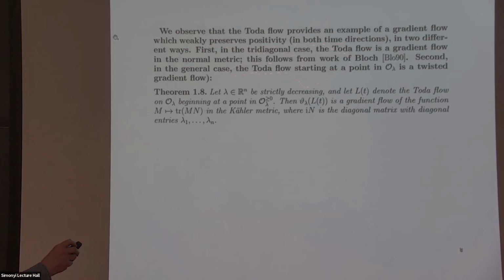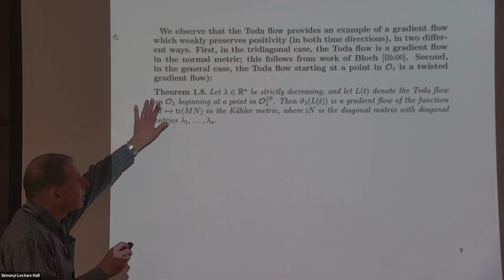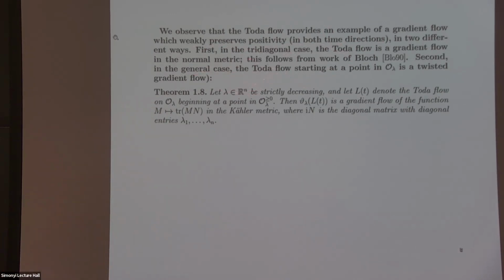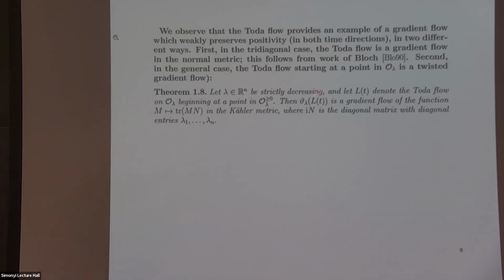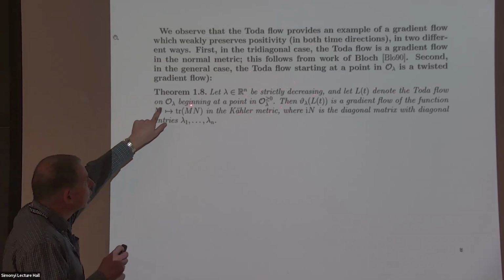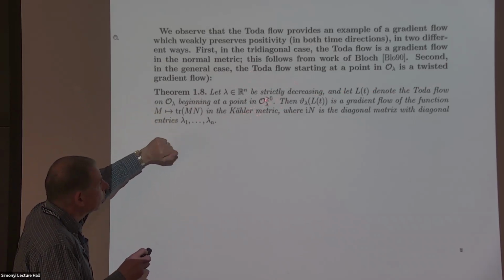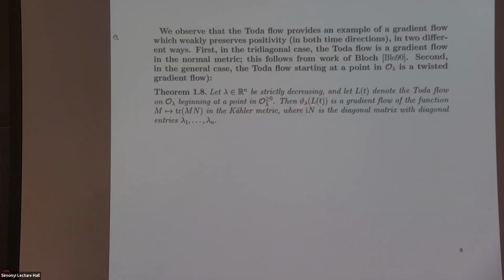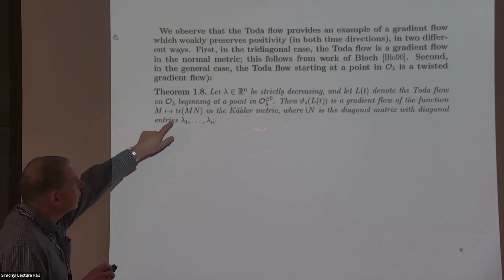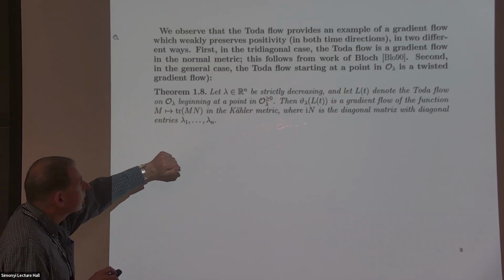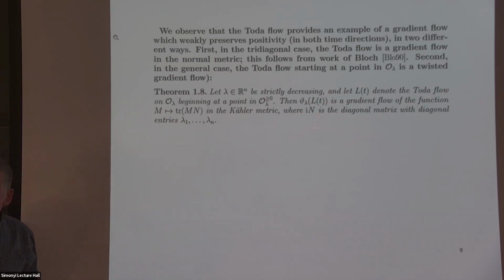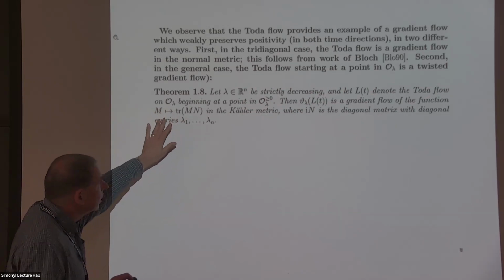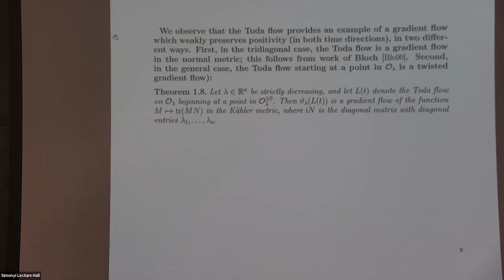So in the tridiagonal case, it's a gradient flow in the so-called normal metric, which I haven't shown you in detail here. But in the general case, you can show it's a twisted gradient flow. So what we were able to show, again, if lambda is strictly decreasing, I look at the Toda flow beginning at a point in the totally positive orbit. Then the twisted L, theta lambda, is a gradient flow of the function trace of M N in the Kähler metric, where N is the diagonal matrix with entries lambda 1 through to lambda n. So using the twist map, you can show that not only is the tridiagonal Toda gradient, but the general Toda is gradient as well.